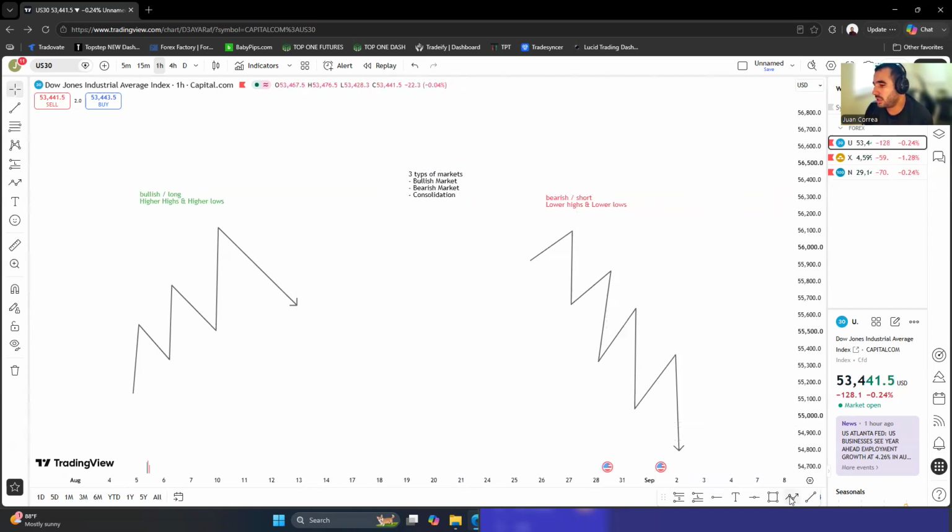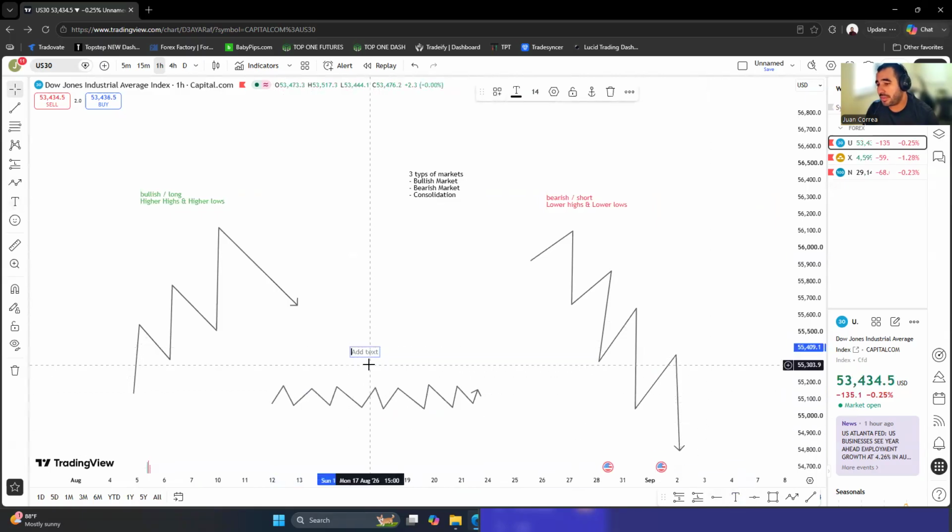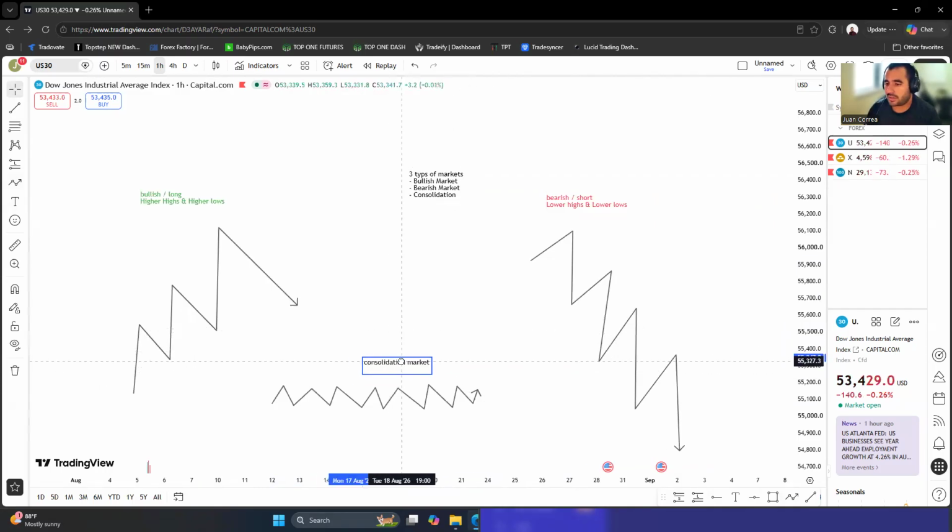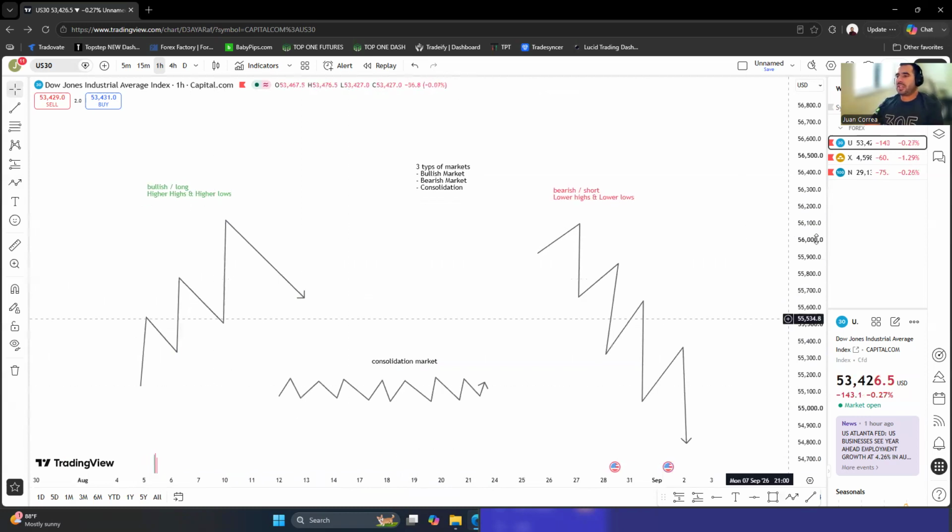The consolidation is basically like this. When you're literally just ranging, you barely get this in the higher time frames, but in the lower time frames you get this a lot. So that's a consolidation market. Let me just write this down. It's very beginner, so if you know how to trade, this can be a little boring, but it's for beginners. All right. So these are the three types of markets for a beginner.